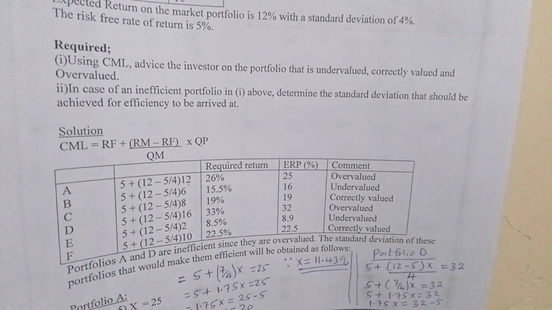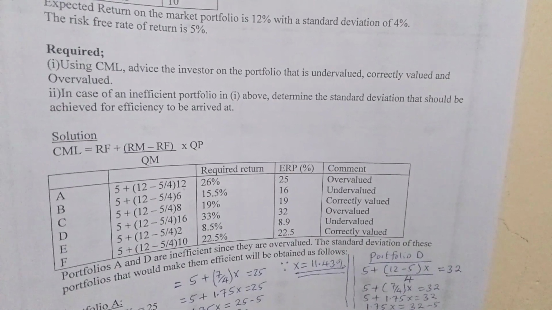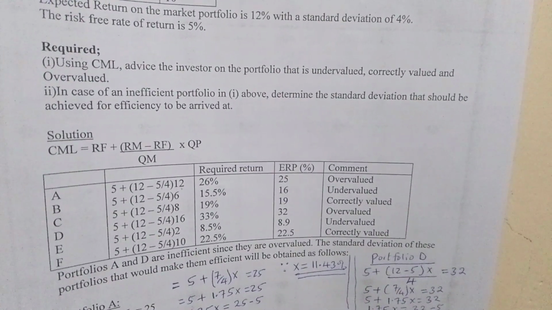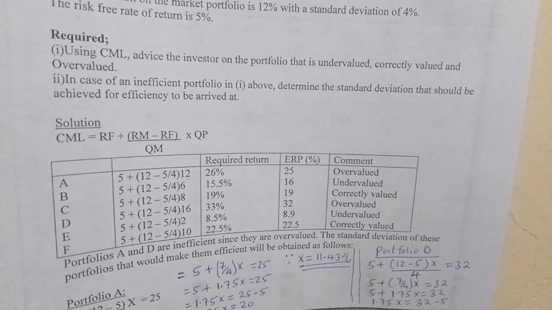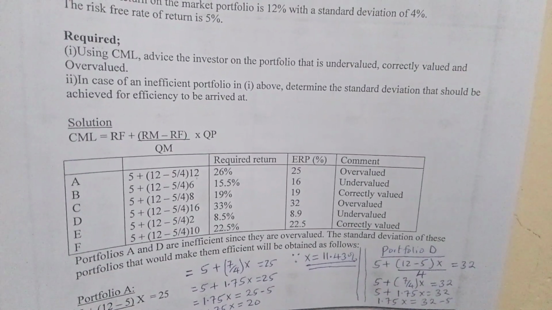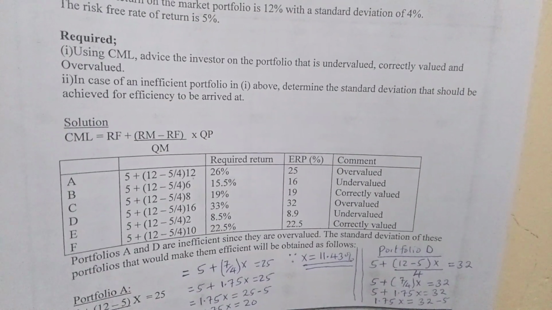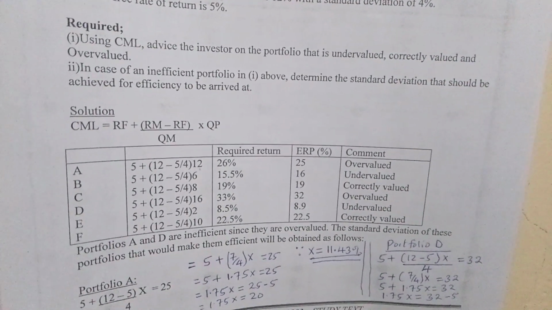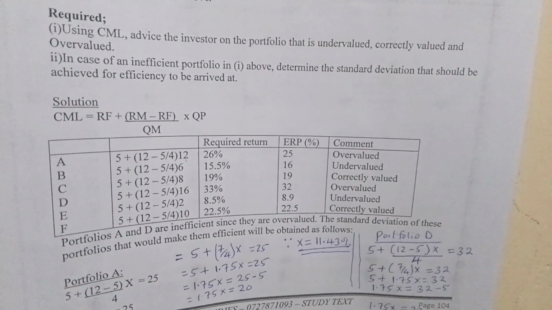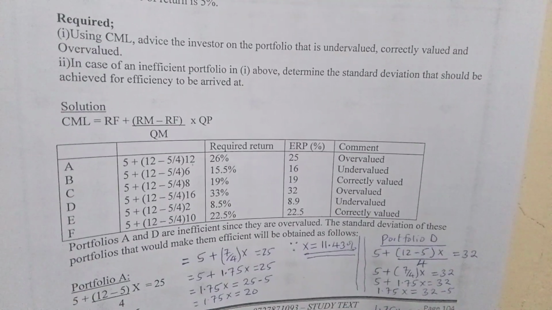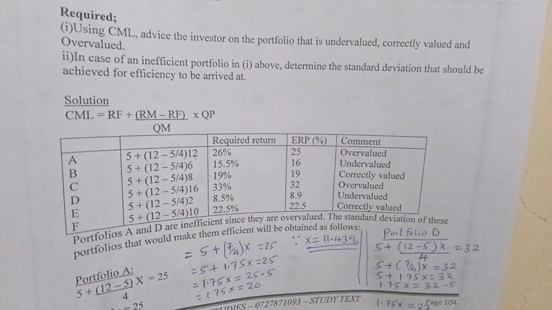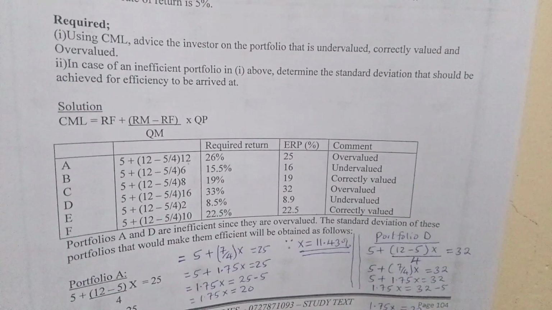If what you have calculated is more than the expected return, because what you have calculated using your formula is known as the required return, you compare with the expected return. If the required return is actually the intrinsic value which you have calculated, if the intrinsic value which you have calculated is more than the expected return as provided, then that security is overvalued.